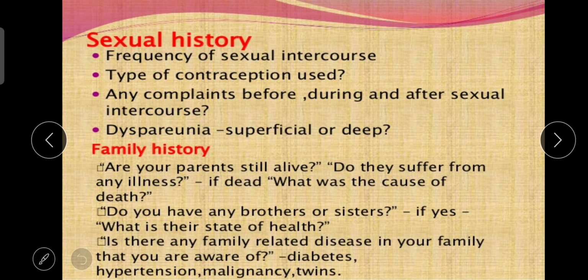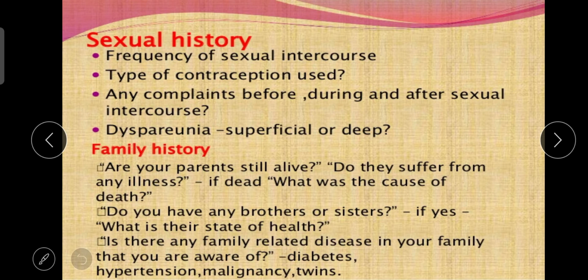Next you are going to ask about the sexual history. In the sexual history, what you are going to ask? You are going to ask the frequency of sexual intercourse, type of contraception used, any complaints before, during or after sexual intercourse, and dyspareunia, that is superficial or deep.